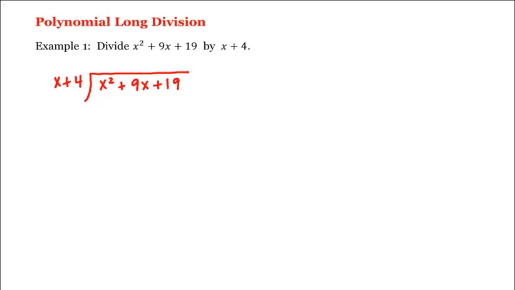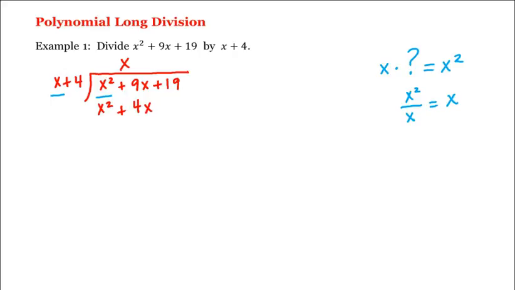But we start by looking at the leading terms and ask ourselves, x times what is equal to x squared? And this would be x, wouldn't it? Because x squared divided by x is equal to x. So that's the first term in our quotient here, x. And now we need to multiply x by the entire divisor x plus 4, which gives us x squared plus 4x.